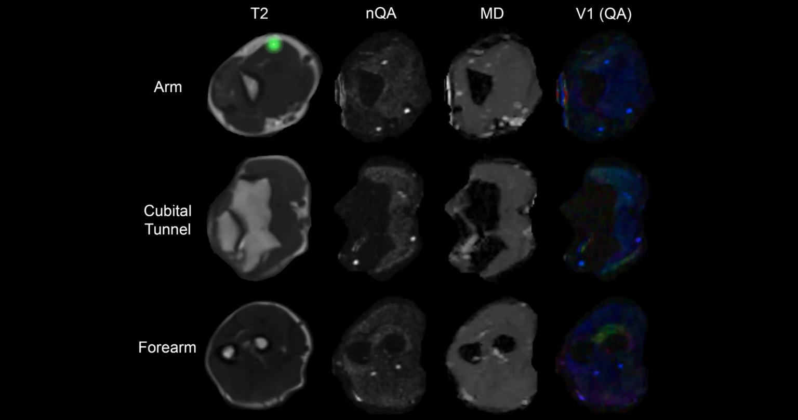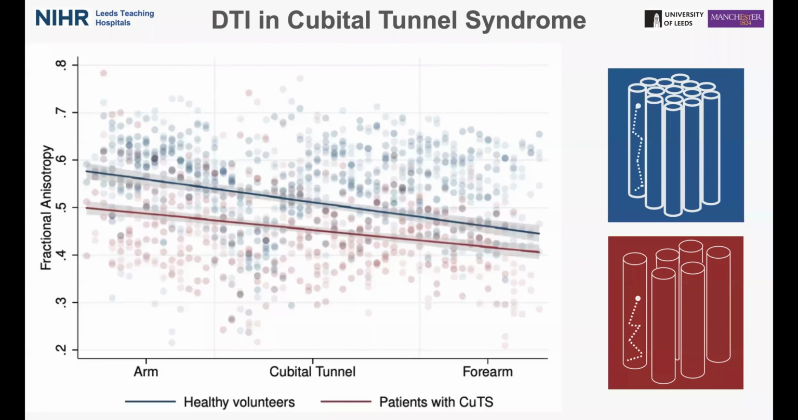On the T2 images at the level of the arm, cubital tunnel or forearm, we don't see peripheral nerves, that's normal. But here on the diffusion weighted imaging, this is an NQA map, we see peripheral nerves, median, ulnar and radial at the different levels in the limb. And we can extract diffusion metrics from these structures to demonstrate that healthy adults have a significantly higher fractional anisotropy throughout the length of the arm.